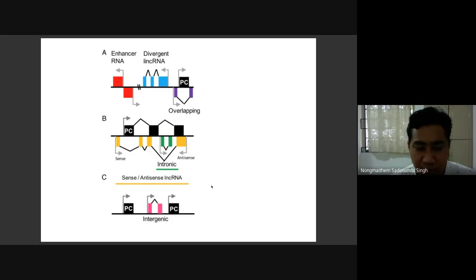So I want to add that all these, if you look at it, can fall in the protein coding regions, or in the enhancer region, they can be in different directions, and they can be in between two protein coding genes.